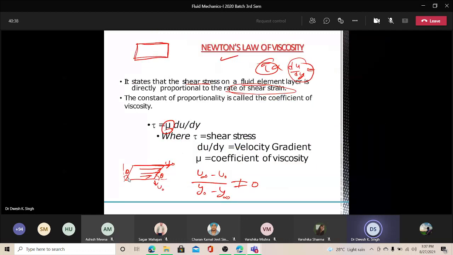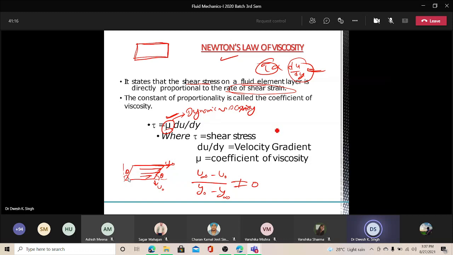So this is how the shear stress develops. Newton has given this law, which is called Newton's law of viscosity: shear stress is proportional to shear strain, that is, the velocity gradient. When you remove this, you come out with a proportionality constant, which is called the dynamic viscosity. Okay, so this is basically the dynamic viscosity.